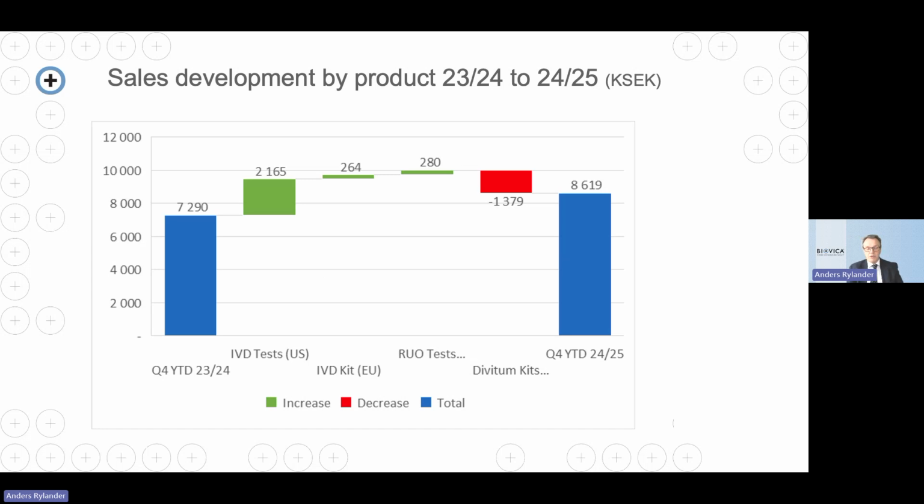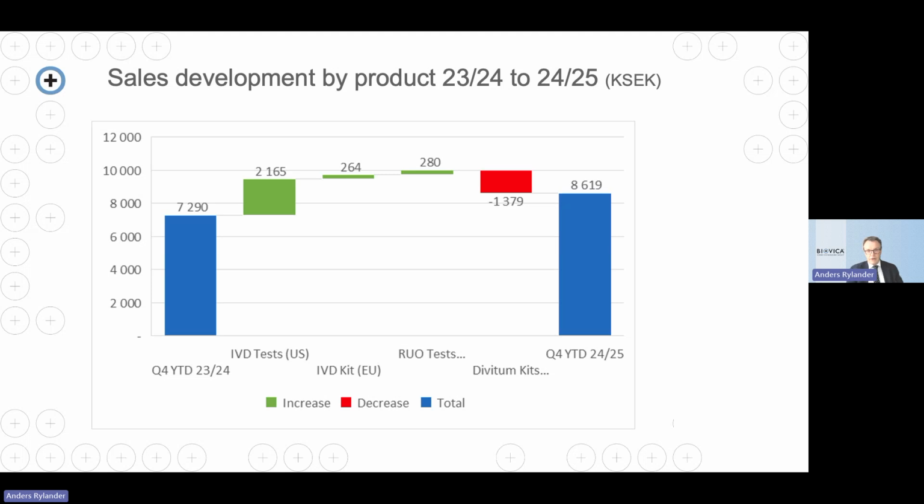IVD kits, we have started to see a little bit of sales in Europe. We will see a little bit of sales this fiscal year also, but we think that will take a little bit more time, as Anders said, about getting reimbursement, getting lab agreements in place, and so on. We see a slight increase in research test or pharma service test. However, that is balanced off by a negative impact on the kit sales in the pharma business.